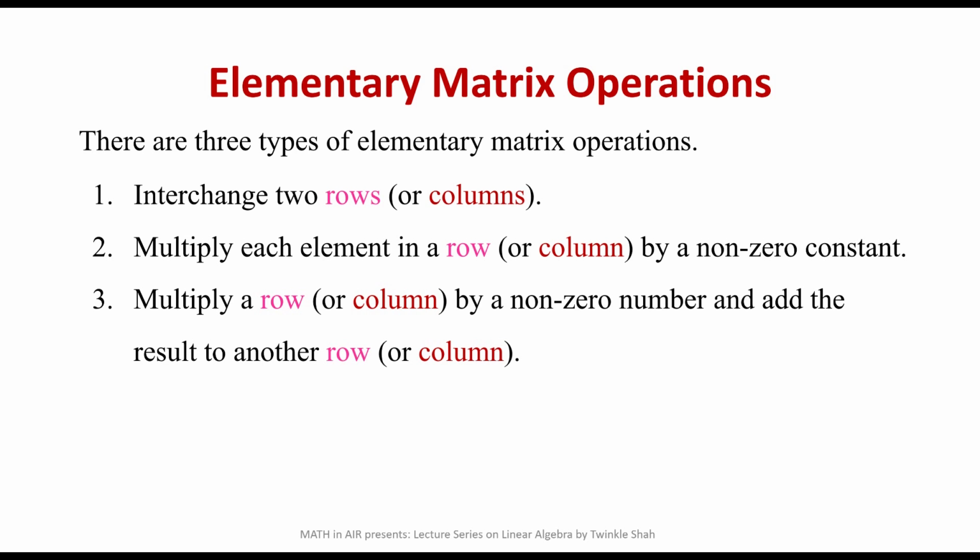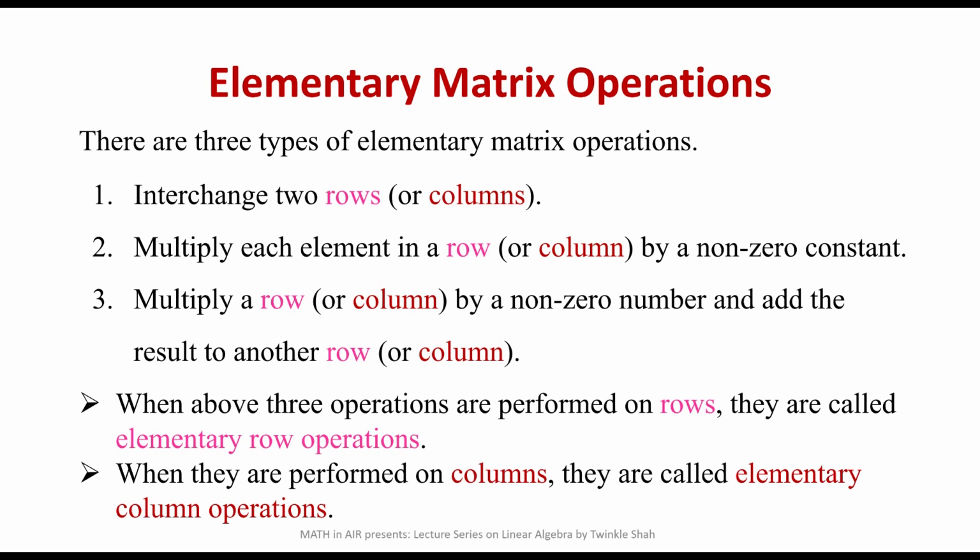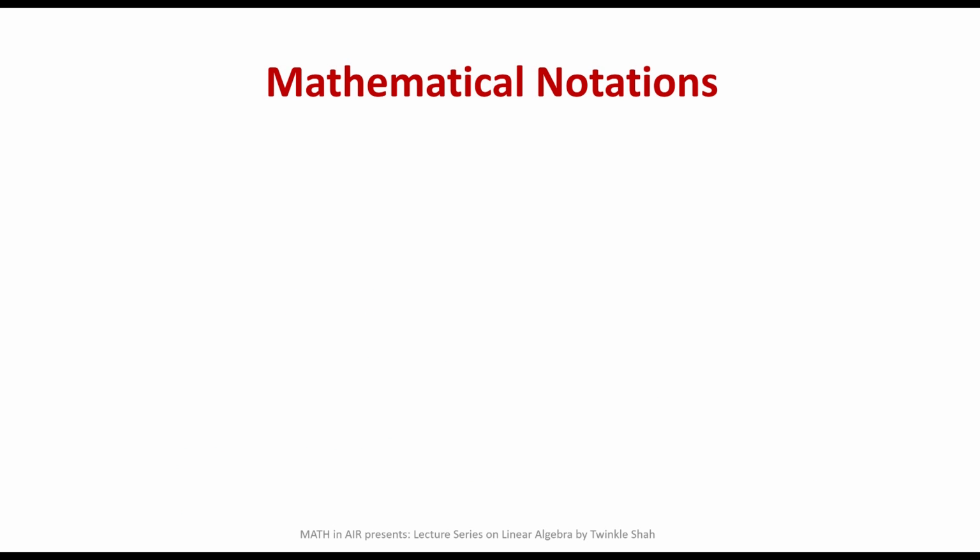or column. When the above three operations are performed on rows, they are called elementary row operations. When the above three operations are performed on columns, they are called elementary column operations. Let's learn about the mathematical notations that we can use for elementary matrix operations.